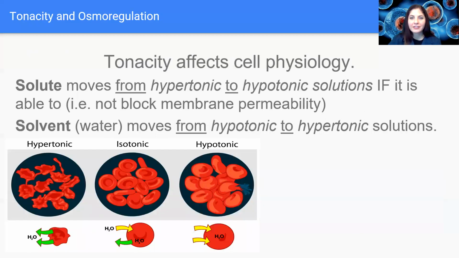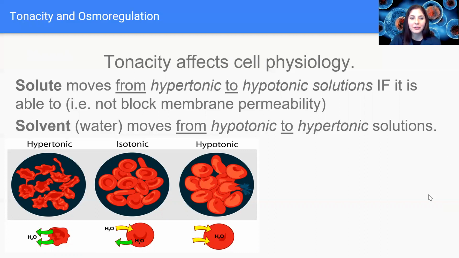So tonicity affects cell physiology. The solute moves from the hypertonic to the hypotonic solutions if it is able to. Sometimes we actually can move that solute, but it is dependent upon what type of membrane it encounters and the properties of the solute itself. The solvent or water moves from a hypotonic or low concentration of solute to a hypertonic solution or a high concentration of solute.